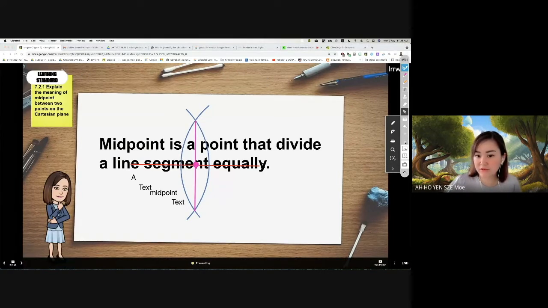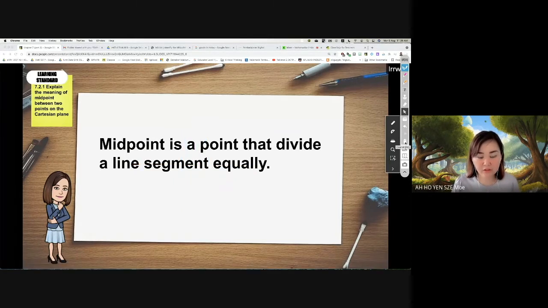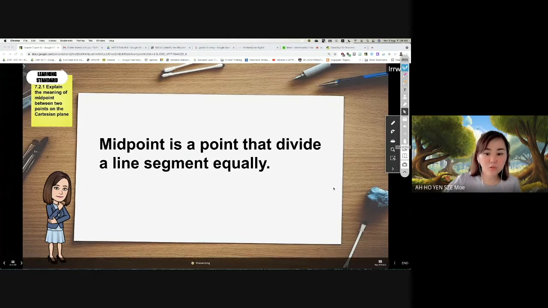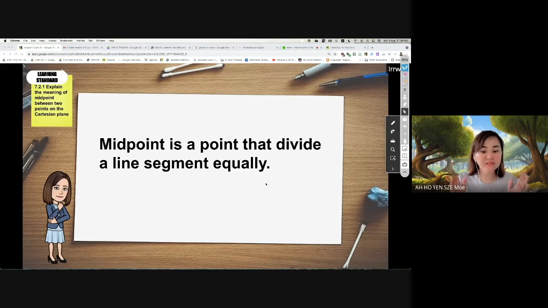I have to delete this one first. So this is basically our definition. Midpoint is a point that divides a line segment equally. So the keyword is here, equally. Mesti sama. Pembahagi dua sama bagi sesuatu garis lurus. Titik kat tengah-tengah. In BM, we call midpoint, titik tengah. So the point in the middle. So far, okay, we proceed for another slide.